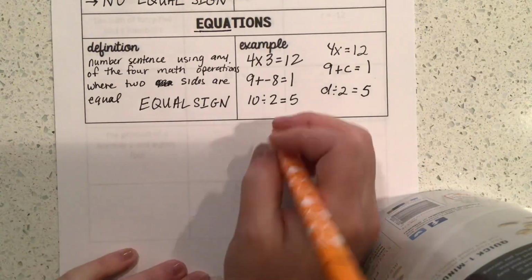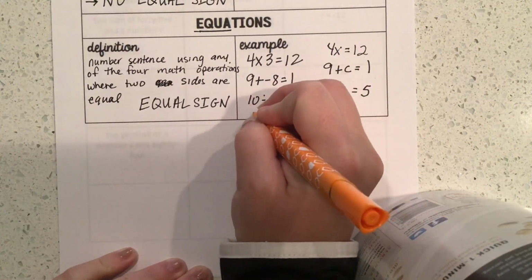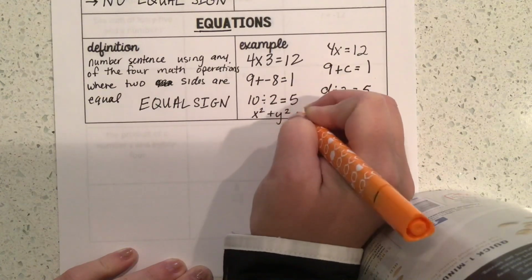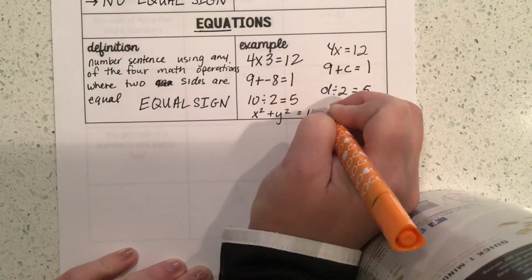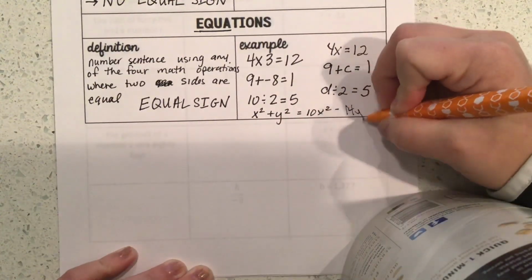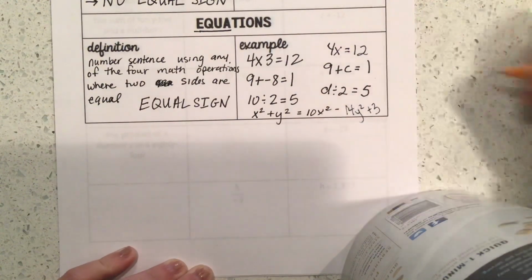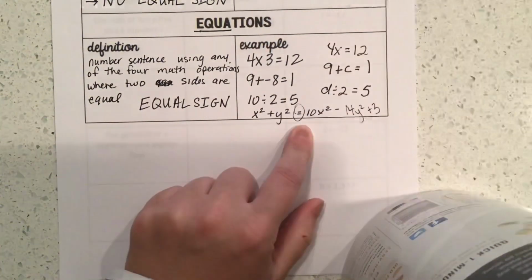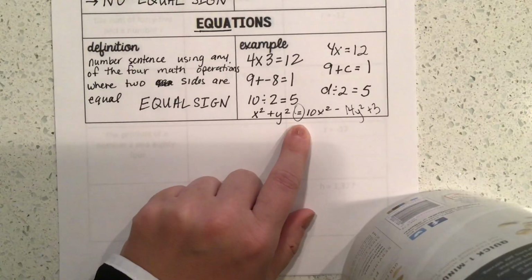Now, it is possible for us to go through here and make a long equation, like x squared plus y squared equals 10x squared minus 14y squared plus 3. Okay, all of this is still an equation because it has that fancy little equal sign right there in the middle.